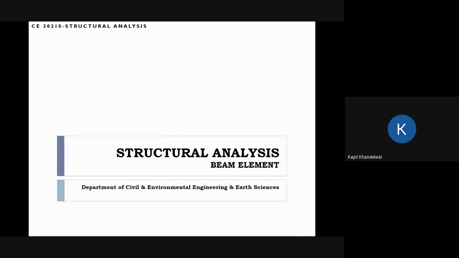All the ideas that you have learned for trusses apply to beams also. But what we have to do now, in this case, is find the right stiffness matrix for the beam element so we can use it. So let's get started and let's see how we can use the beam element stiffness matrix and how we can work with it.